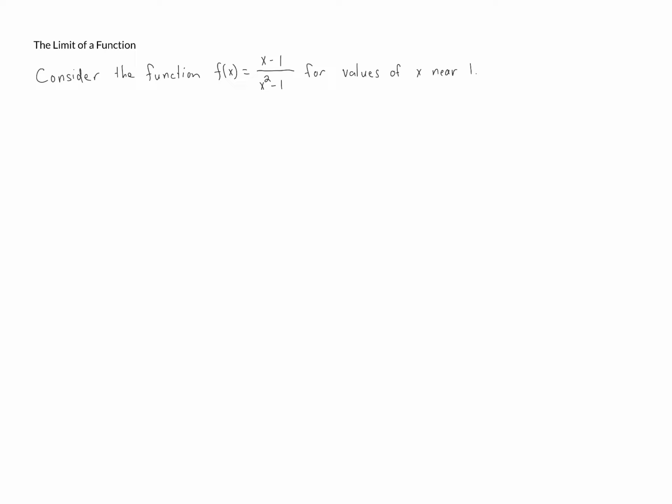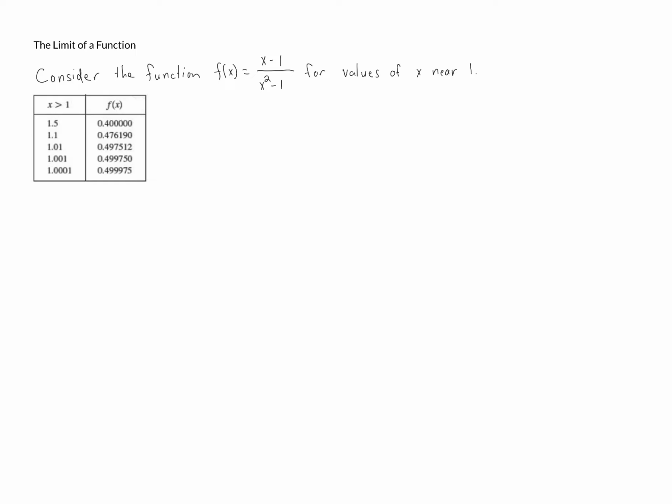Now, in this first example, we're going to consider the function f of x equals x minus 1 over x squared minus 1 for values of x near 1. And instead of going through and doing a whole bunch of calculations, I'm just going to give you some tables of values so we can look at them and not worry about doing all the calculations this time.